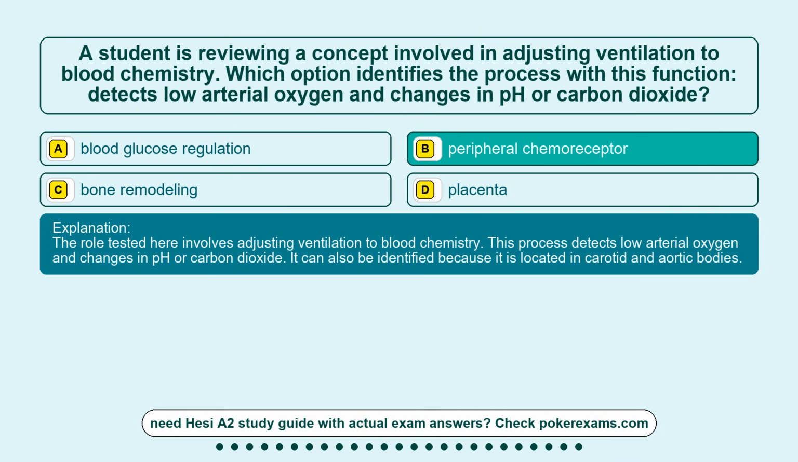The role tested here involves adjusting ventilation to blood chemistry. This process detects low arterial oxygen and changes in pH or carbon dioxide. It can also be identified because it is located in carotid and aortic bodies.